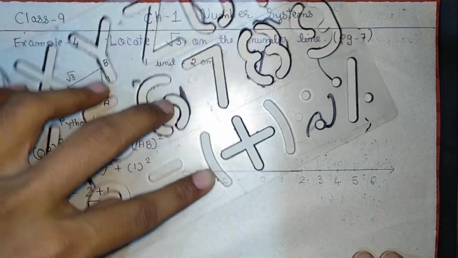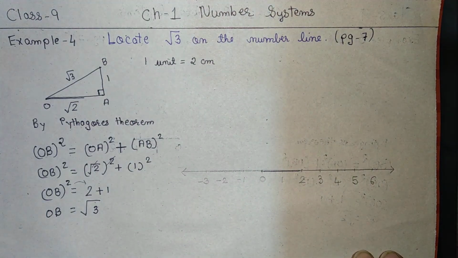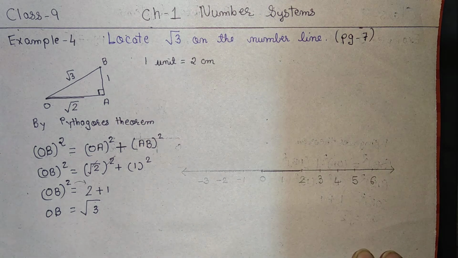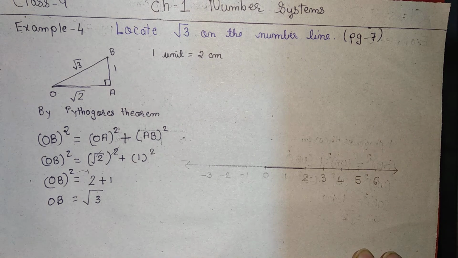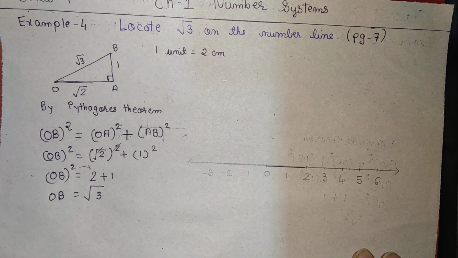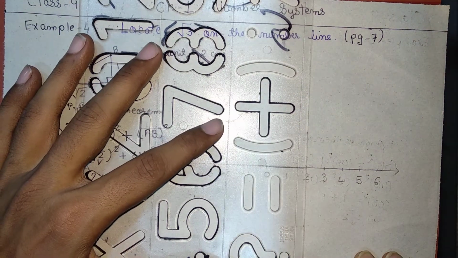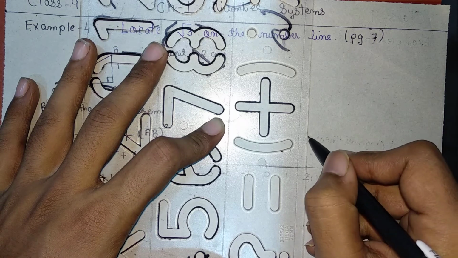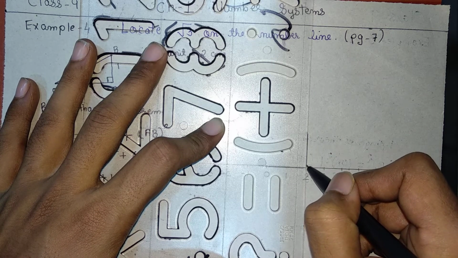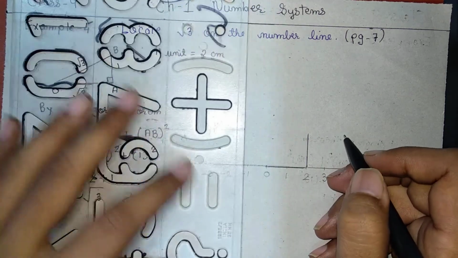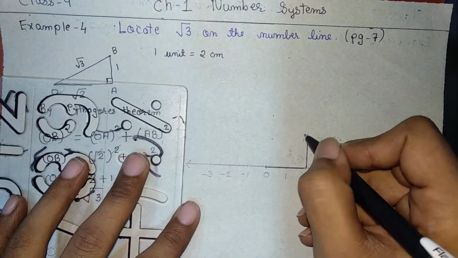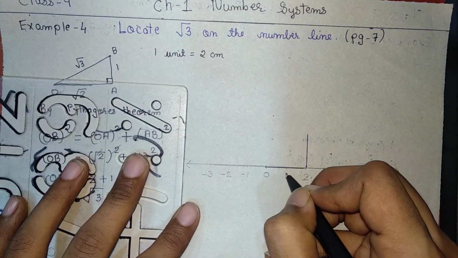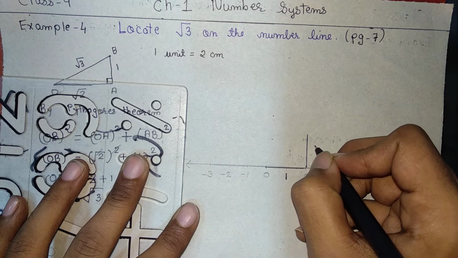Now we have to take a perpendicular of this. Perpendicular is nothing but 90 degrees. So let us take a perpendicular of this. How much do we have to take? We have to take 1 unit, and 1 unit is equal to 2 centimeters. So this is 2 centimeters, this is again 1 unit.